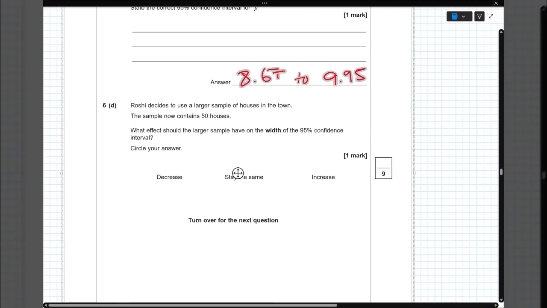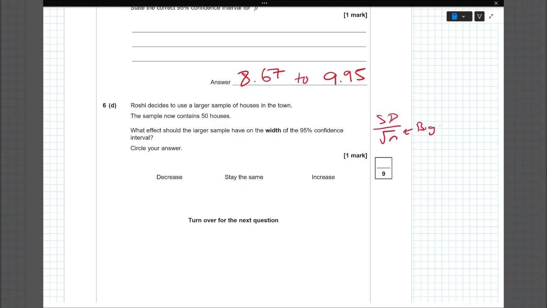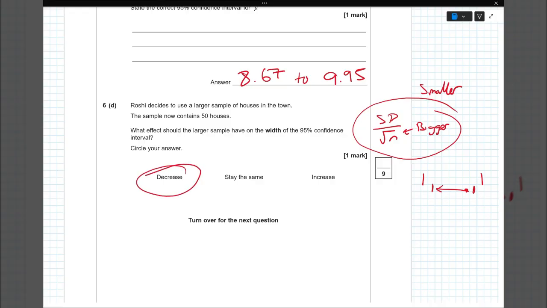Okay, Roshi decides to use a larger sample of houses. Now, in our formula, where we've got the standard deviation divided by the square root of n, that value is going to be bigger, which makes the overall thing smaller, which means that then when that's multiplied by the 1.96, you get a smaller number. So instead of having the interval level out here, this value becomes a little bit narrower, and therefore your confidence width will decrease.